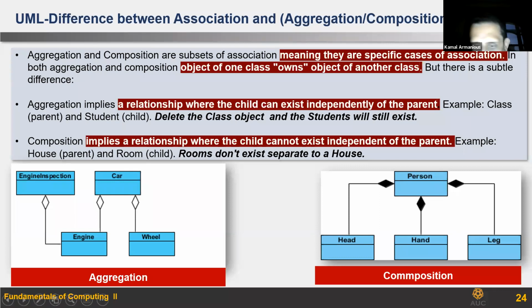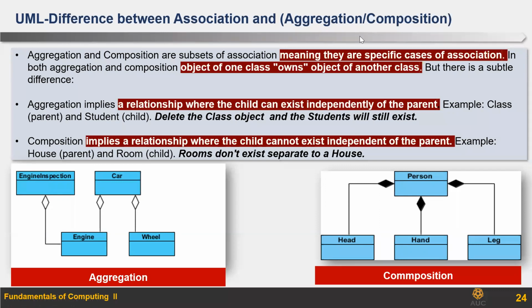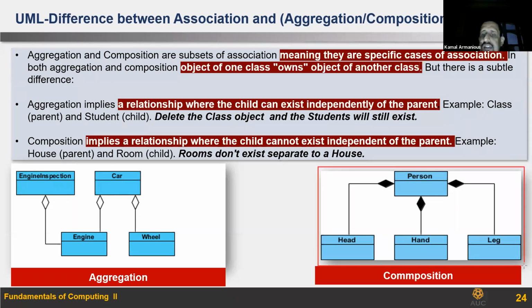So aggregation and composition. If you look at this part, this is basically a relationship between the leg, hand, and head, and a person. So basically, this is a composition relationship. Can any one of you argue whether this relationship is right or wrong? Or it can be right and it can be wrong.